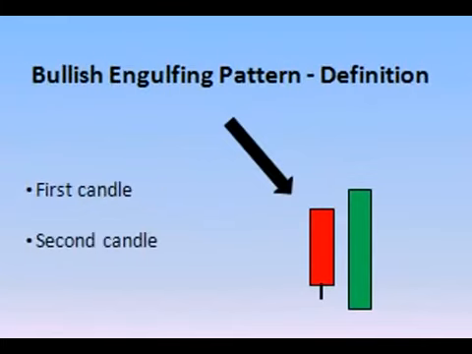The first candle has a red real body continuing the trend in the downwards direction. And the second candle is a green candle opening below the real body of the red candle. So opening here below the real body of the red candle and closing above the real body of the red candle. So the green candle closes here above the real body of the red candle. In other words, the green real body engulfs the red real body.